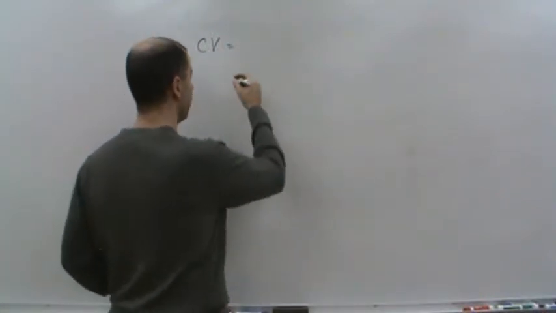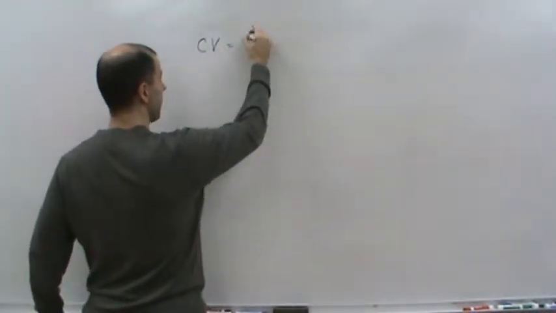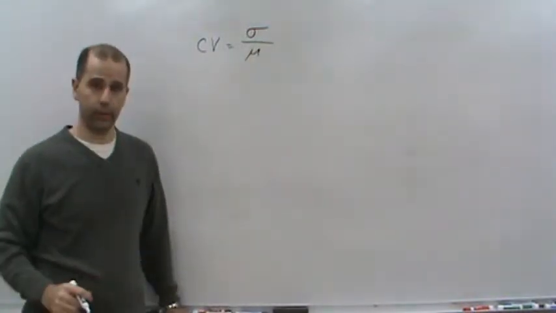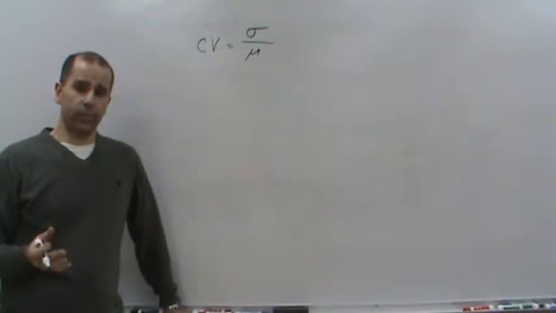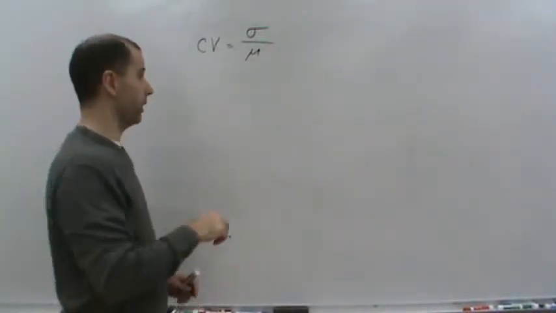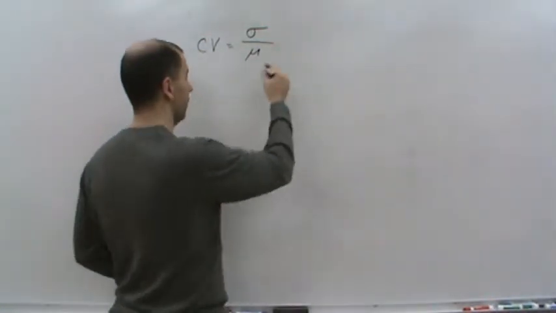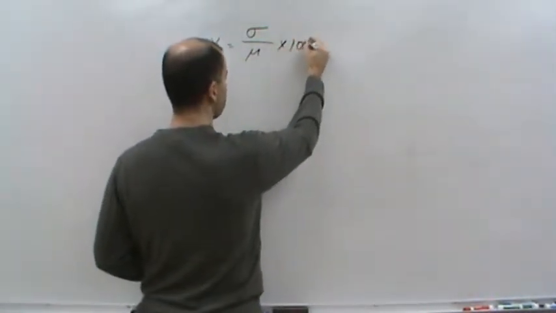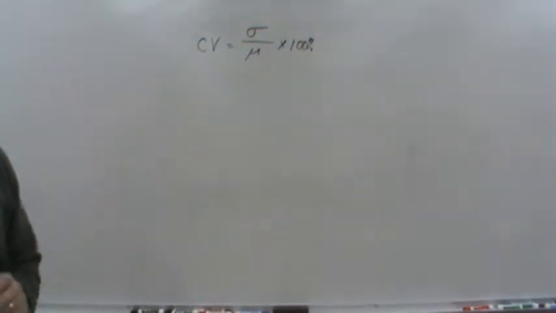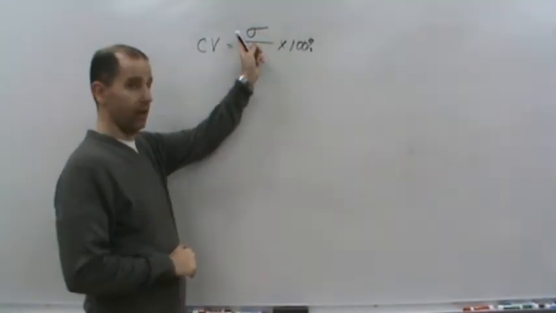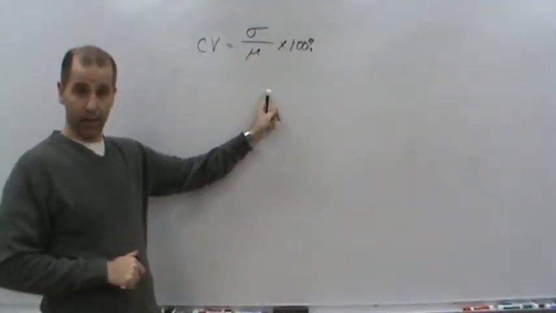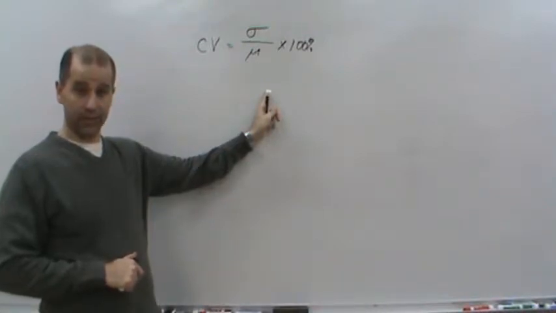So if I'm looking at the population, I would just take the standard deviation sigma and divide it by the mean, mu. And that'll give me the coefficient of variation. But then I also want to multiply it by 100% to make it into a percentage. So basically I'm comparing the standard deviation with respect to its mean for that distribution.